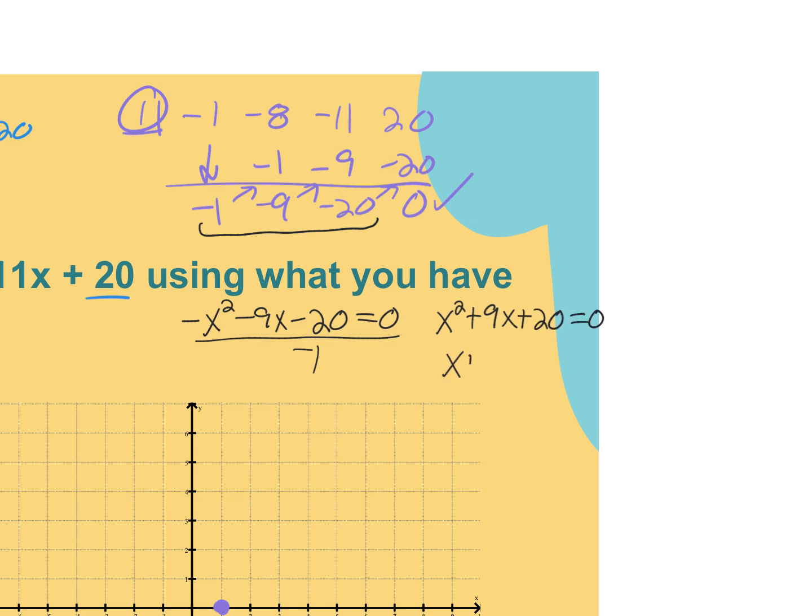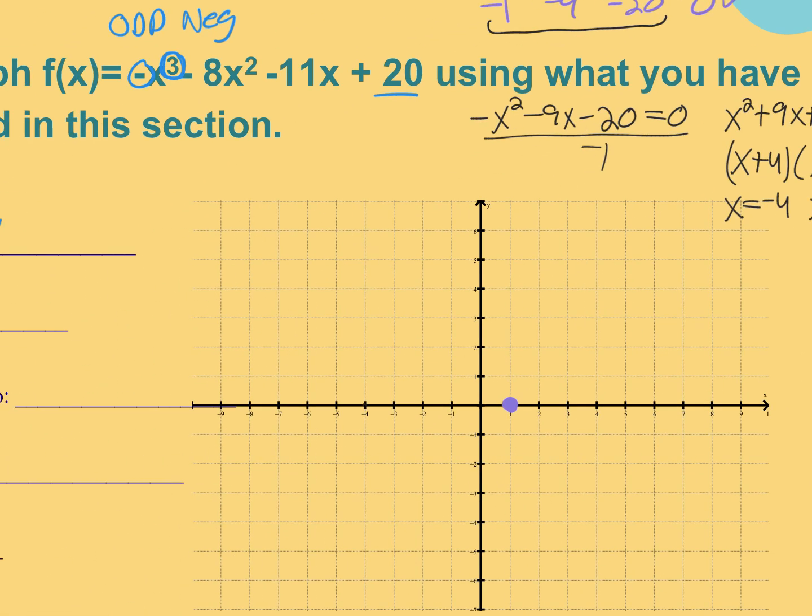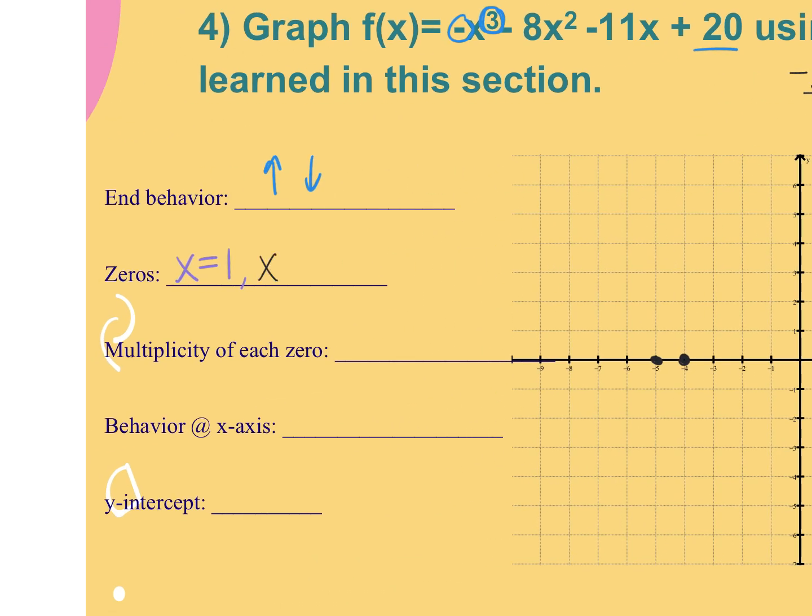And then we can factor this as normal. This is going to be x plus 4, x plus 5 equals 0. And then we get x equals negative 4 and x equals negative 5. All right, so I'll plot those on the graph right there. And then I'll list them, x equals negative 4 and x equals negative 5. All right. Multiplicity, just like the last two, they're all going to have a multiplicity of 1. And just like the last two, they're all going to cross because 1 is an odd number.